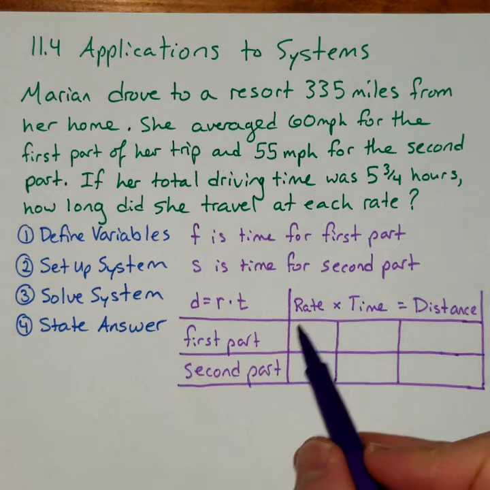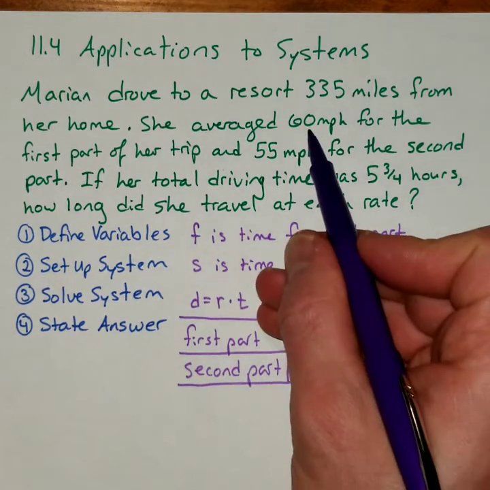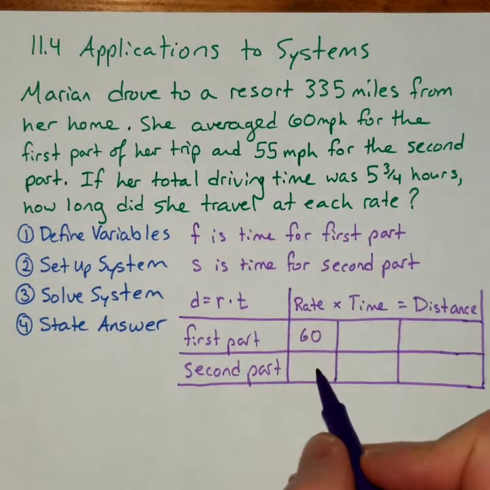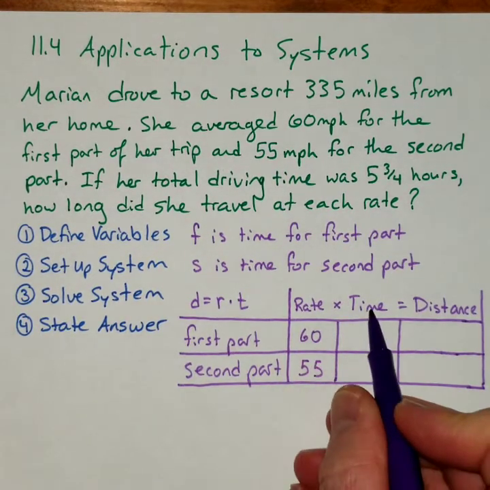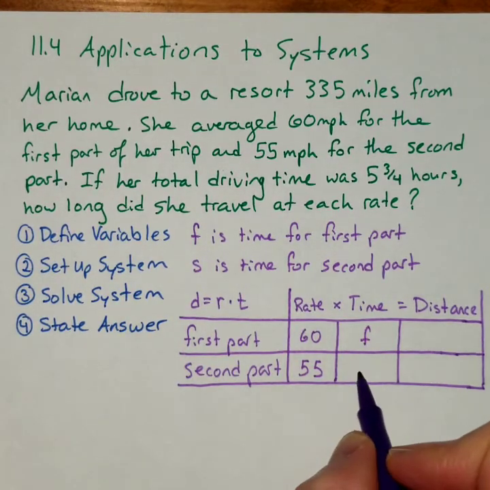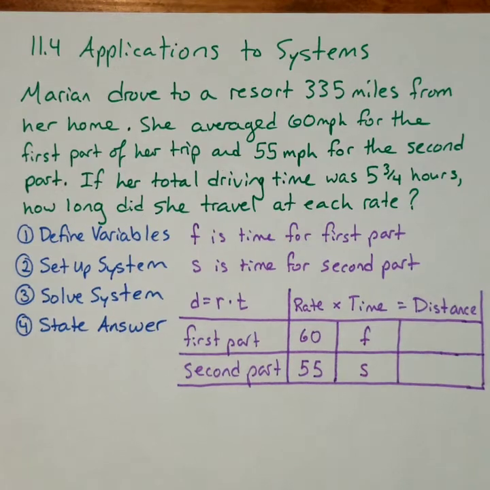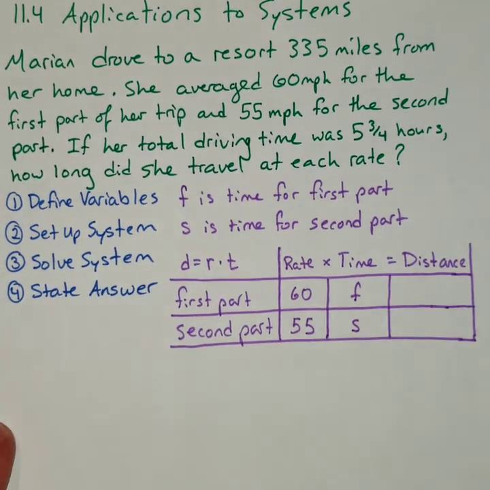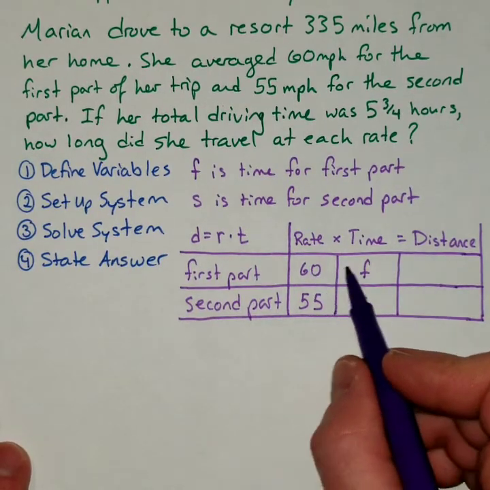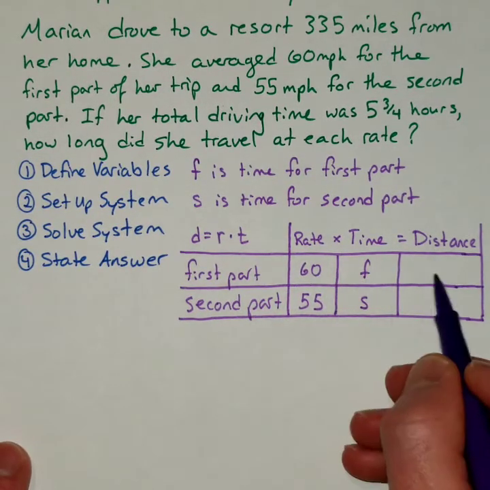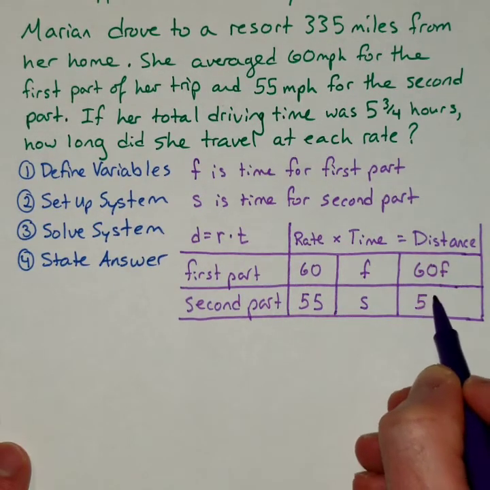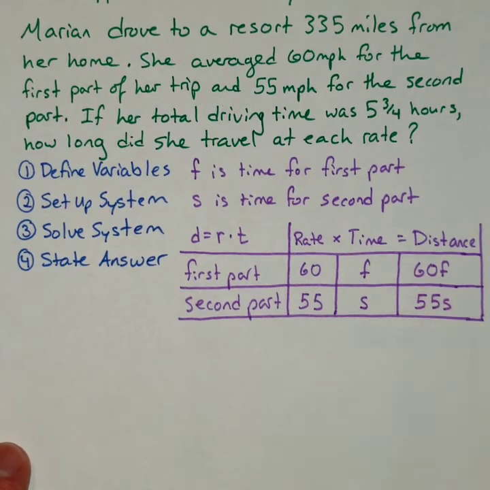So for instance, the rate for the first part of the trip was 60 miles per hour. The rate for the second part of the trip was 55. The time for the first part of the trip was f, and the time for the second part was s. Those are the 2 numbers we don't know. Move this up a little. The distance, we know, is the product of the rate and time. So distance should, for the first part, be 60f, and for the second part be 55s. Okay?